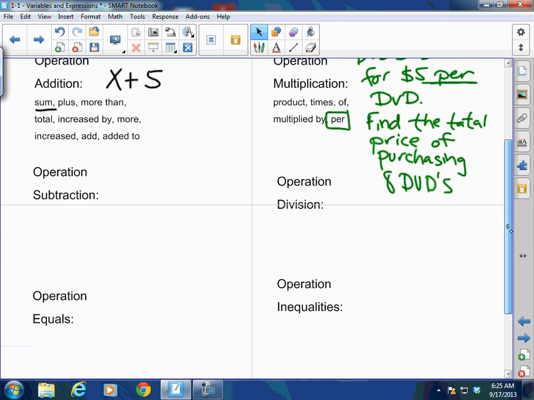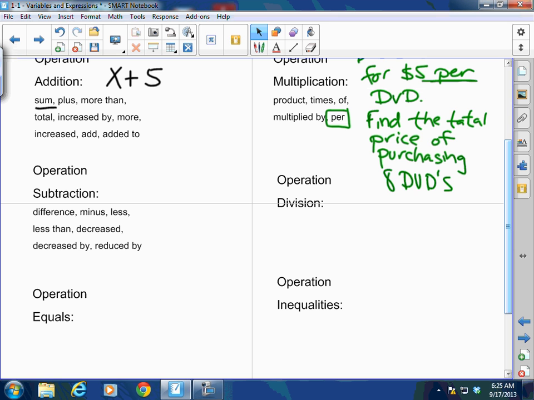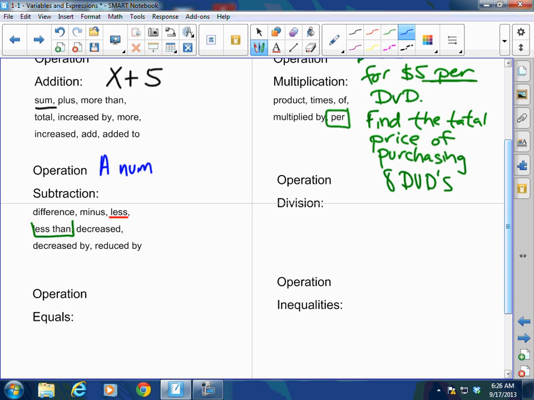Subtraction. You're going to see things like difference, minus, less, less than, decreased, decreased by, reduced by. Let's focus really quickly on less and less than. When you see less, less is just straight up subtraction. For example, if I tell you a number less 8, that's simply x minus 8. Less is just straight up subtraction.